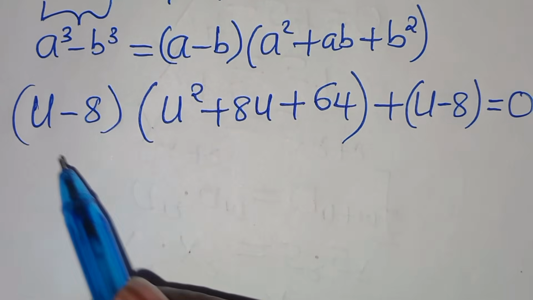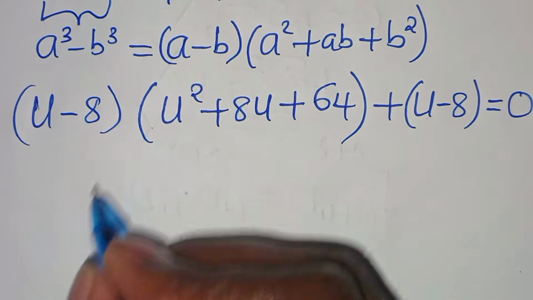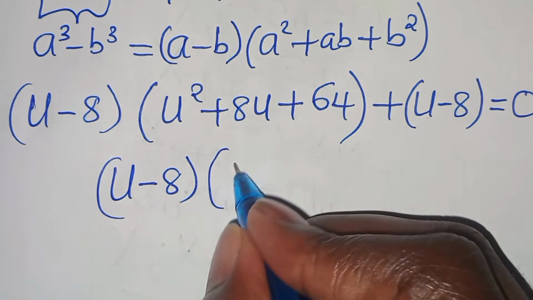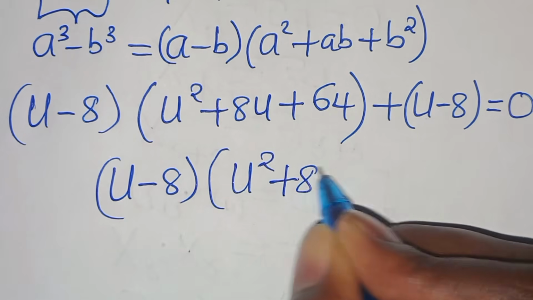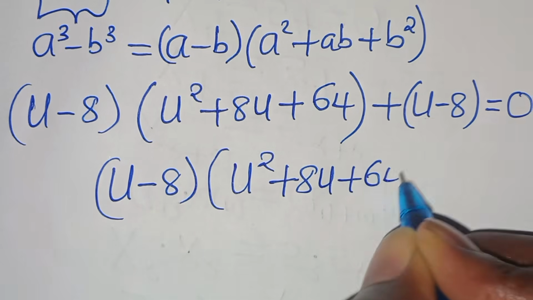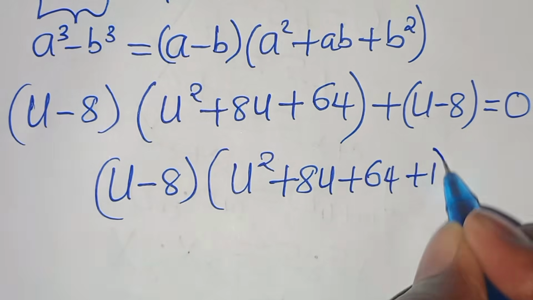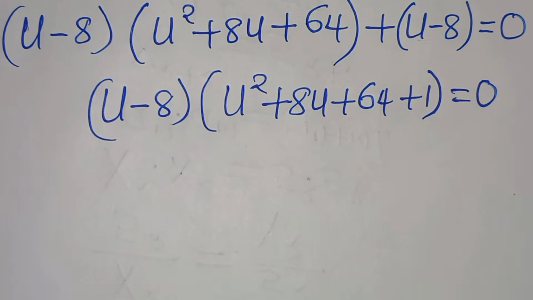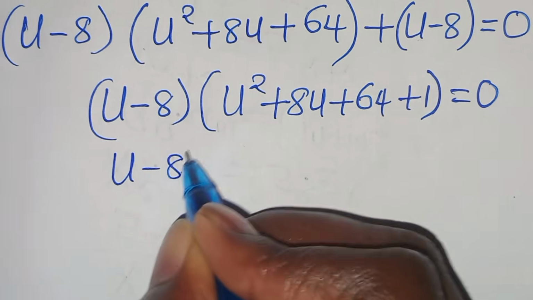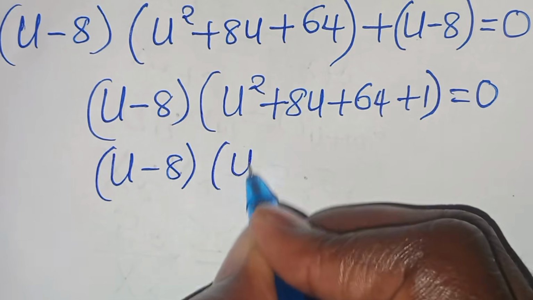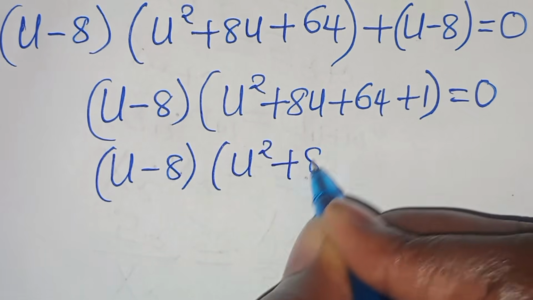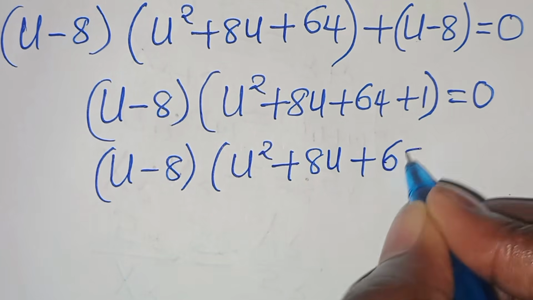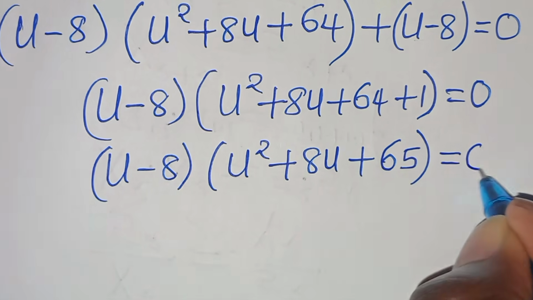So this is to mean that u minus 8 is common here. So we can factor out u minus 8 in the parentheses. This is (u^2 + 8u + 64 + 1). So this is (u - 8)(u^2 + 8u + 64 + 1, this is 65), close the parentheses, equal to 0.